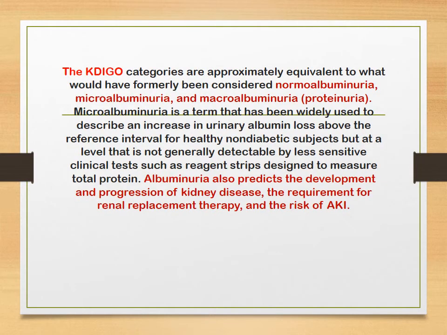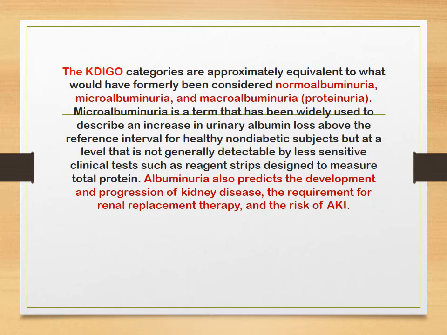Kidney Disease: Improving Global Outcomes introduced another categorization for albuminuria: normoalbuminuria, microalbuminuria, and macroalbuminuria. Microalbuminuria reflects the excretion of albumin in a small amount, but above the normal range, that is 30 milligrams per day, and this small amount is usually not detected by a normal reagent strip that is available for the evaluation of total protein.